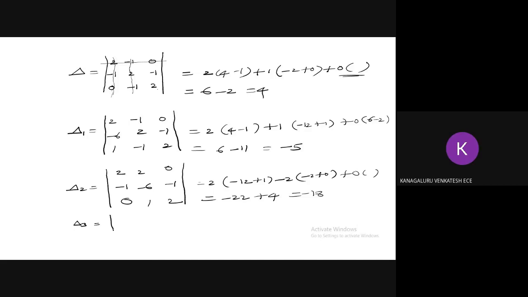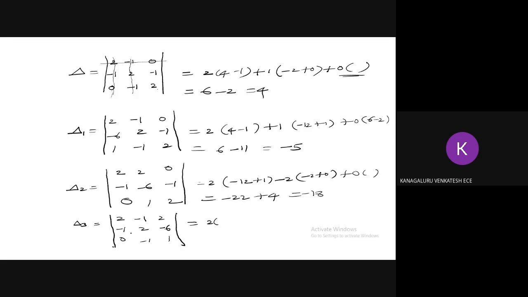Now delta 3. Delta 3, what are we supposed to do? Third column should be replaced by constants. So first column is 2, minus 1, 0, same values. Second column minus 1, 2, minus 1. Third column it is going to be 2, minus 6, 1. The third column of your delta should be replaced by constants of the third equation. So just simplify this. What do you get?